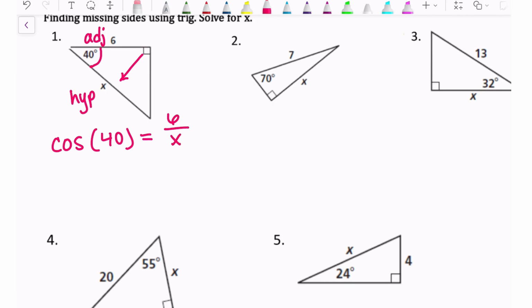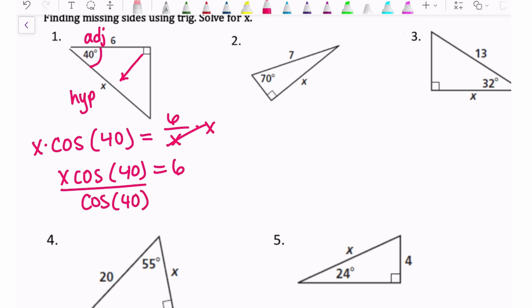And this is the more annoying type of these problems because you have to do 2 steps versus 1 step. They're all either 2-step or 1-step once you get it set up. So I'm going to multiply by x, and I have x times the cosine of 40 is equal to 6, and then I'm going to divide by the cosine of 40 to get x alone.